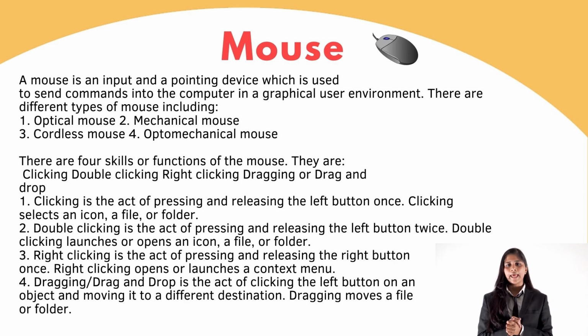Secondly, double clicking is the act of pressing and releasing the left button twice. Double clicking launches or opens an icon, a file, a folder, whatever you want. Thirdly, about the right clicking. Right clicking is the act of pressing and releasing the right button once, and it helps to launch a context menu. Fourth, drag and drop. It is the act of clicking the left button on an object and moving it to a different destination. At whatever destination you want to move it, you just have to drag the object.